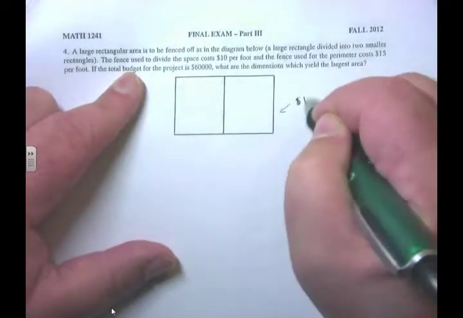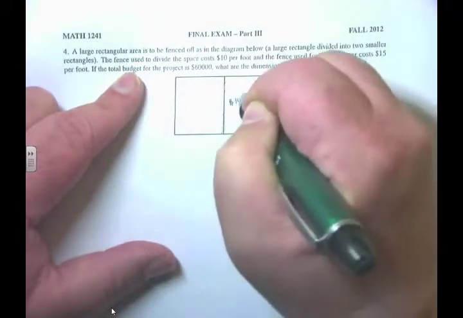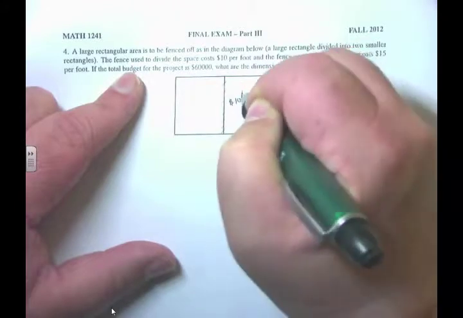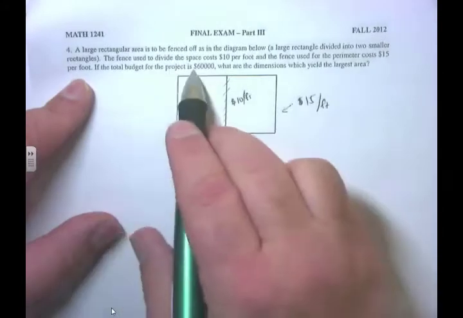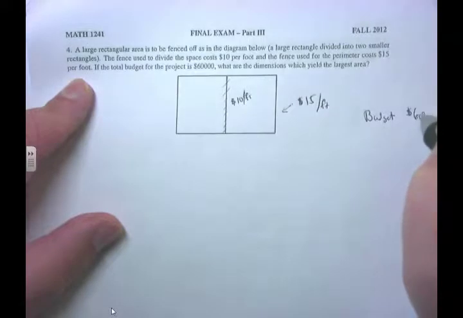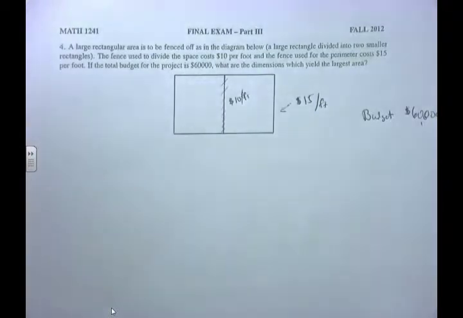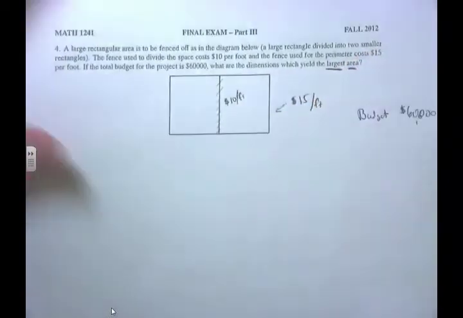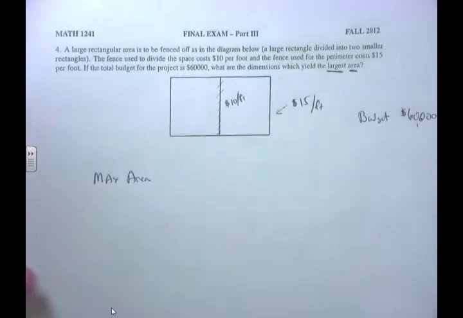So you got to outthink the problem, because now we got to put some numbers and math into this one. The outside is $15 per foot. The one that subdivides the space right down here is going to cost me $10 per foot. $10 per foot versus $15 a foot. Does that make sense? Okay. The total budget for the project is $60,000. Okay. We want dimensions that do what? Largest area. So what are we supposed to do? We're going to maximize area.